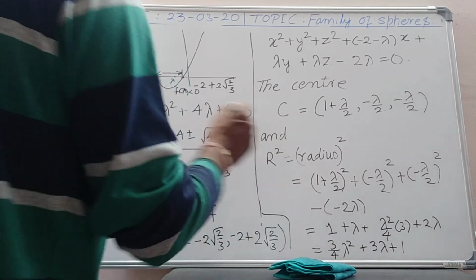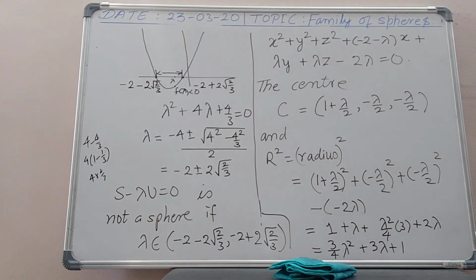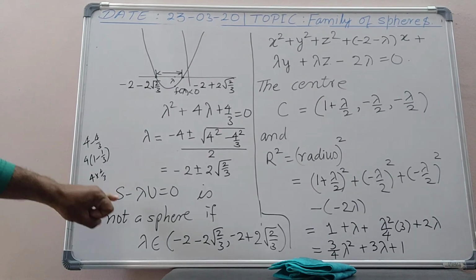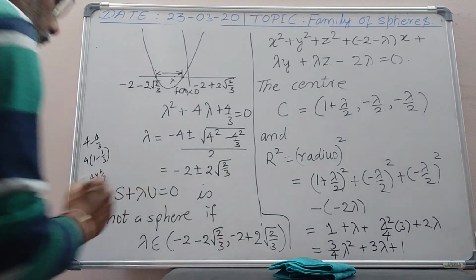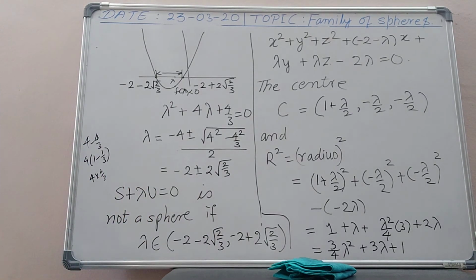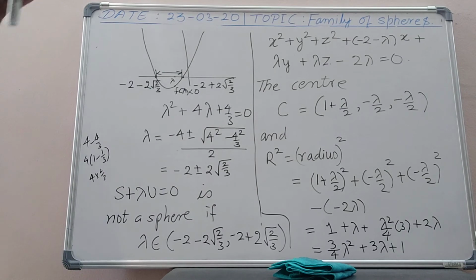All right. Okay, so one needs to be careful when you make a statement like this, that S plus lambda u equal to 0 is a sphere. So that's all in this video. In the next video, I will continue with the topic family of spheres.